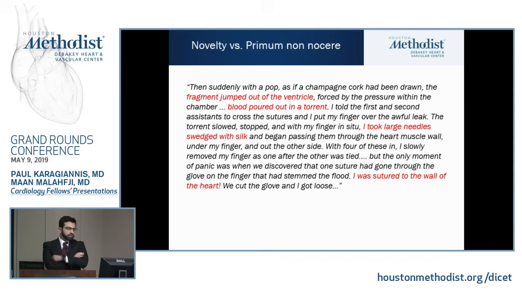And here's a little note that Dr. Harken sent his wife, and I want to drive your attention to how he tried to remove shrapnel from this soldier. The fragment jumped out of the ventricle, blood poured out. I took large needles wedged with silk, and the silk part here was really what did the trick. And he started passing them through, and he would drive the sutures through the heart during diastole, as opposed to systole, where systole would essentially result in a lot of tearing.